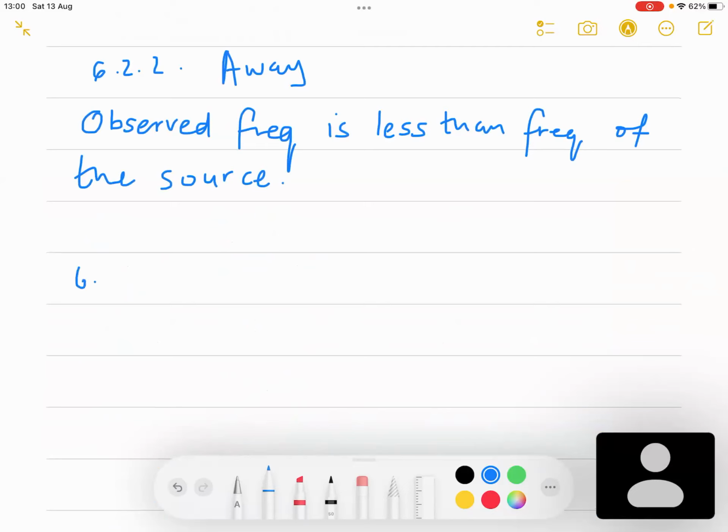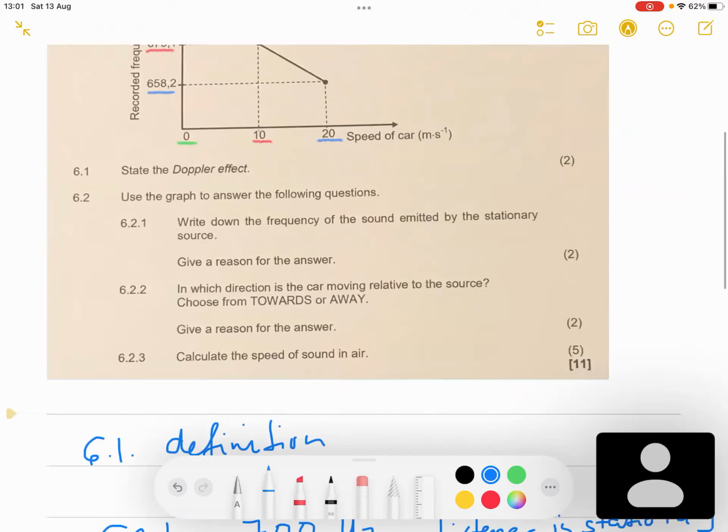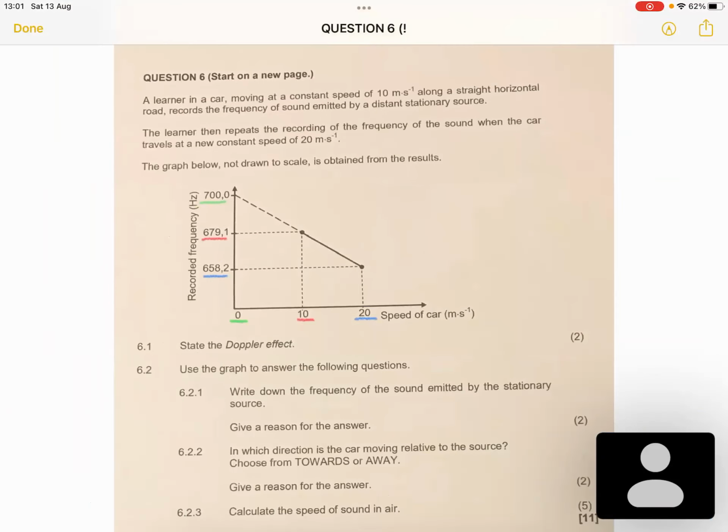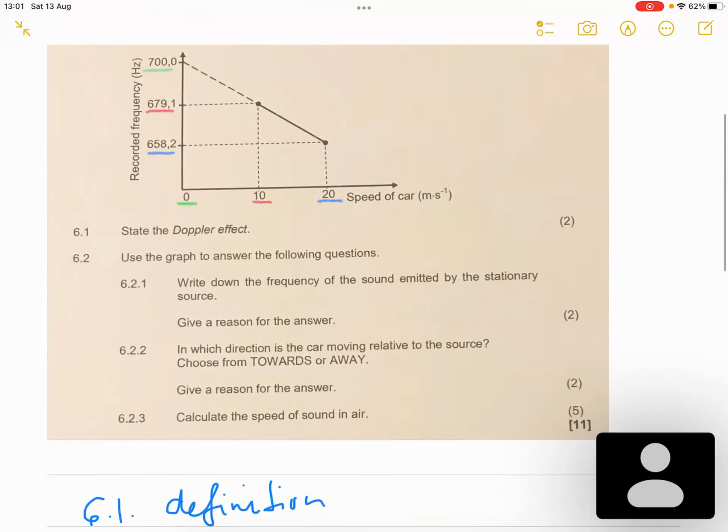Okay, so let's do this. We'll choose one, 6.2.3. We know that FL is equal to V, and we have VL. The source is not moving. And we know that the listener is moving away from the source, so that's a negative sign. Okay, that's what we know. And we also know the frequency of the source, right? So which values are we going to use for VL and FL? You can choose whichever. Let's just use the 679.1. So 679.1, and the speed is 10 meters per second.